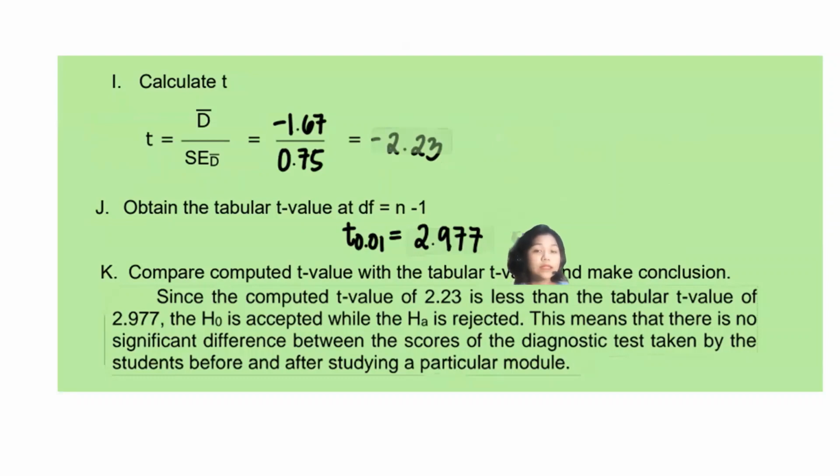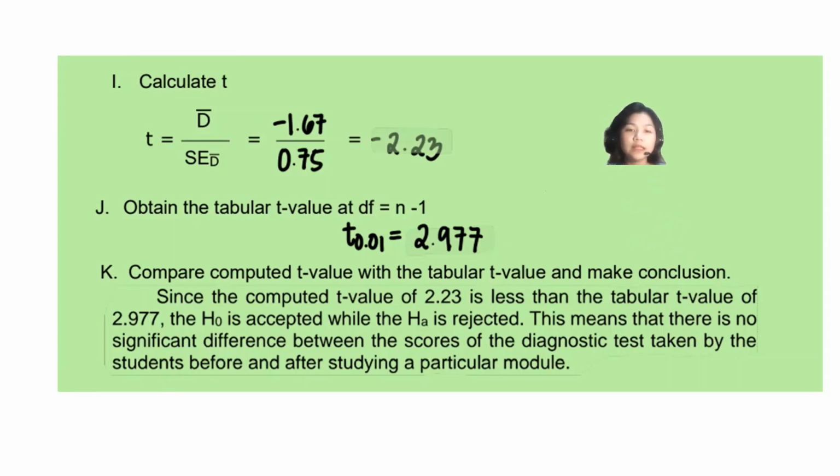For this case, we are going to use the t table. At 1%, what is our df? What is our sample size? 15 minus 1 is 14. So let's check. I want you to check your distribution table. At 0.01 alpha, it's 2.977. So we look for the df down, then across, we look for 0.01 or 99%.